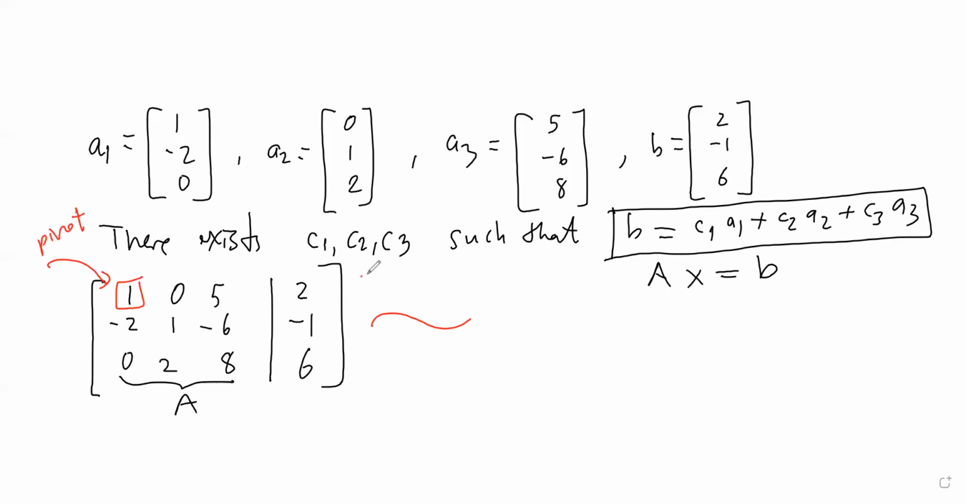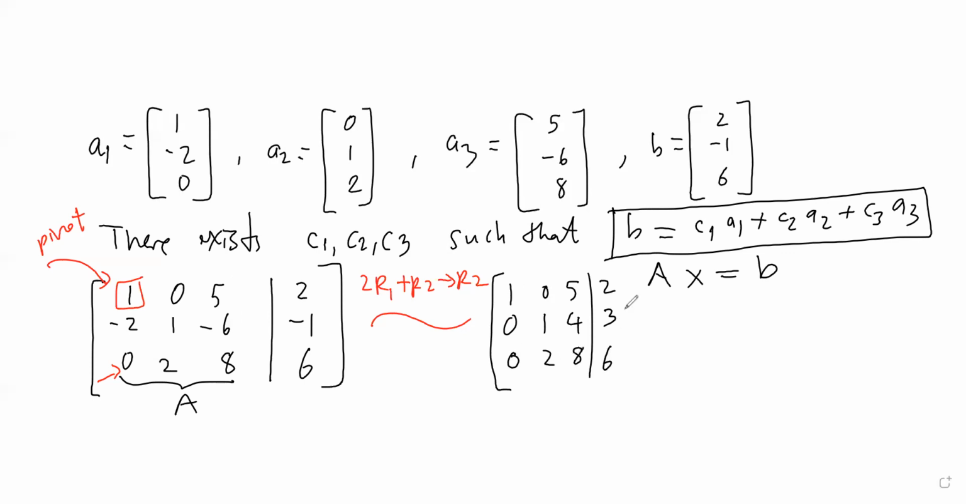And then we can introduce row operations to make everything below it 0. So 2 times row 1 plus row 2, put it in row 2. And this is already 0, so we don't need to do anything here. Okay, let's just work with this operation only for right now. So 1, 0, 5, and then we have 2 here. This is 0. This will stay 1. And then multiply this by 2, 10. 10 minus 6 is 4. Multiply this by 2, 4. 4 minus 1 is 3. Then we have the other row, which is 0, 2, 8, 6 right here.